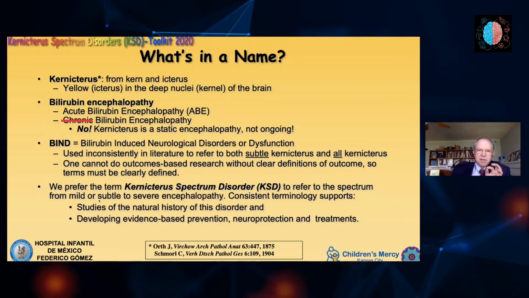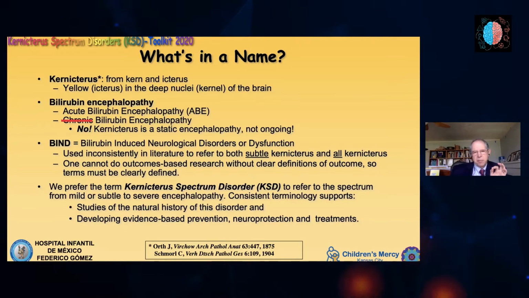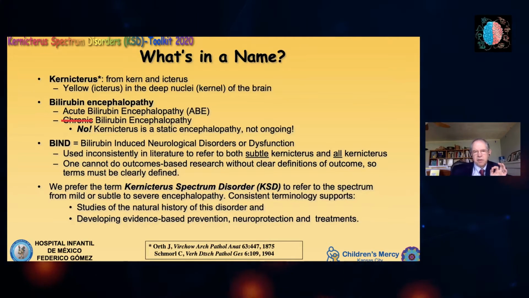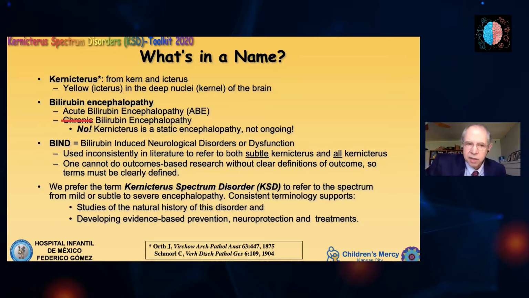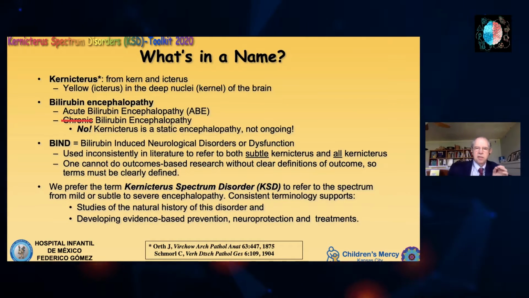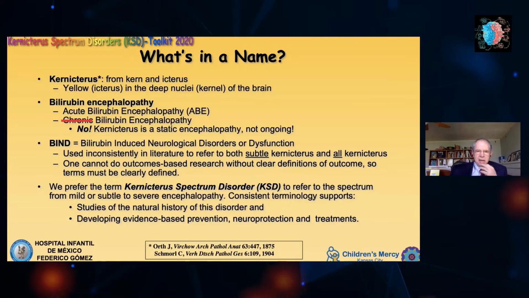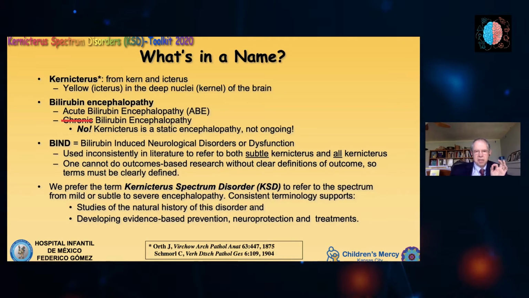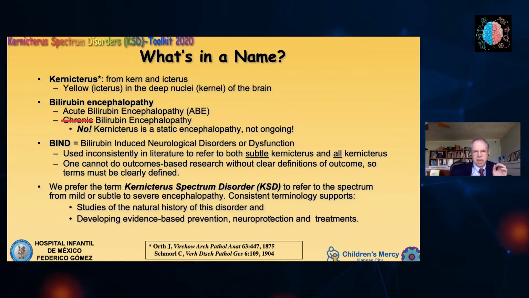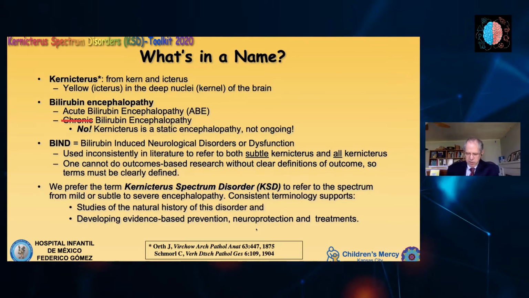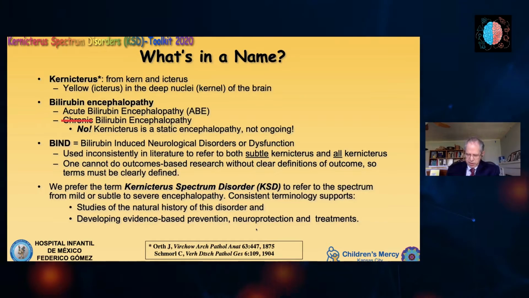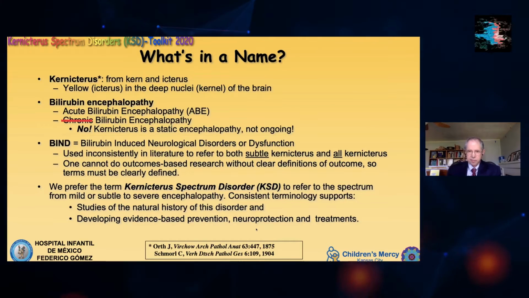I'll go on. We prefer the term kernicterus spectrum disorder to refer to the spectrum from mild or subtle to severe encephalopathy. Because the terminology is consistent, it supports studies of the natural history of this disorder and developing evidence-based prevention, neuroprotection, and treatments.